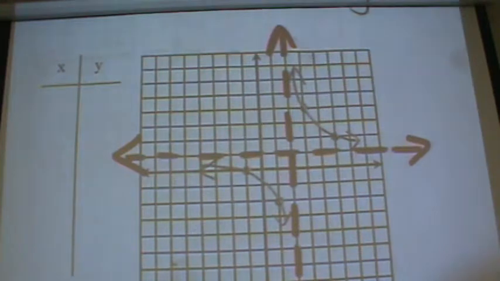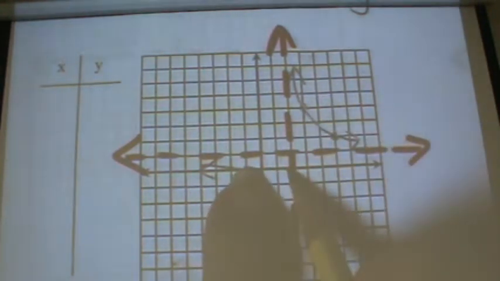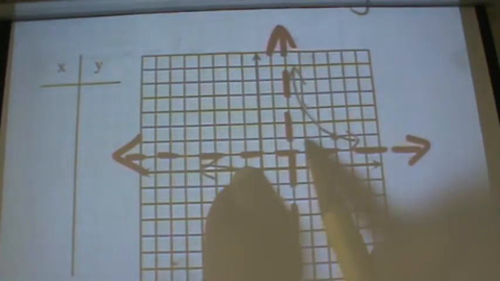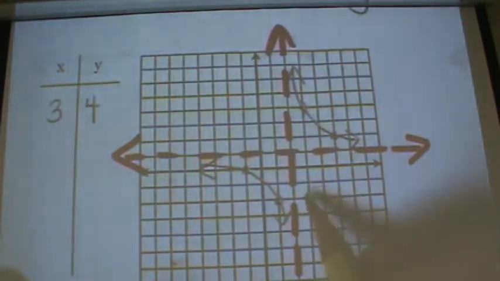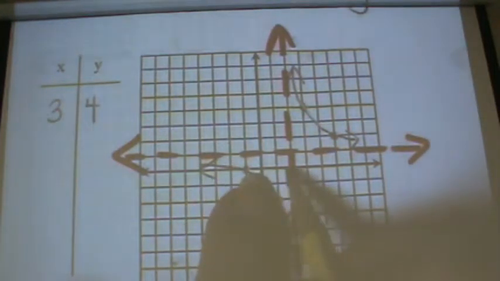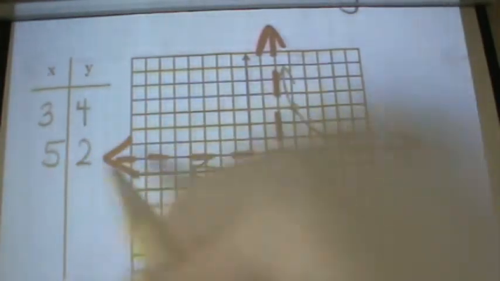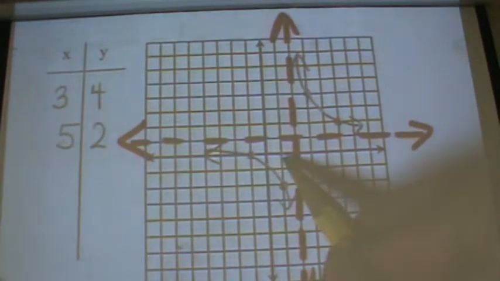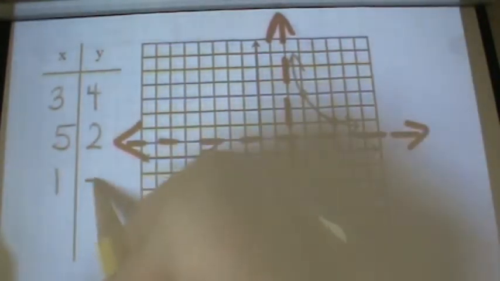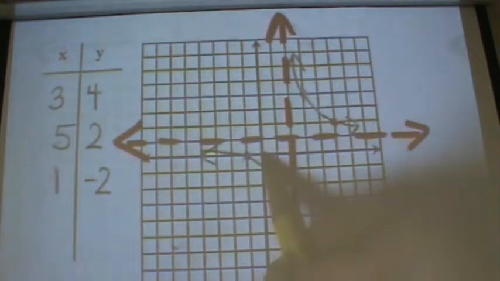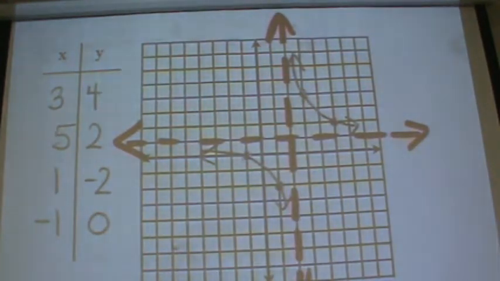Now, if you don't believe me, look at your table now that you have it graphed. What ordered pair is this? This is 1, 2, 3, 1, 2, 3, 4. Is 3, 4 in your table? And then 1, 2, 3, 4, 5, 1, 2. Let's check this out, let's see if we're right. Then this ordered pair is 1, -2. And this ordered pair is -1, 0. Let's see, are we right? Yes.